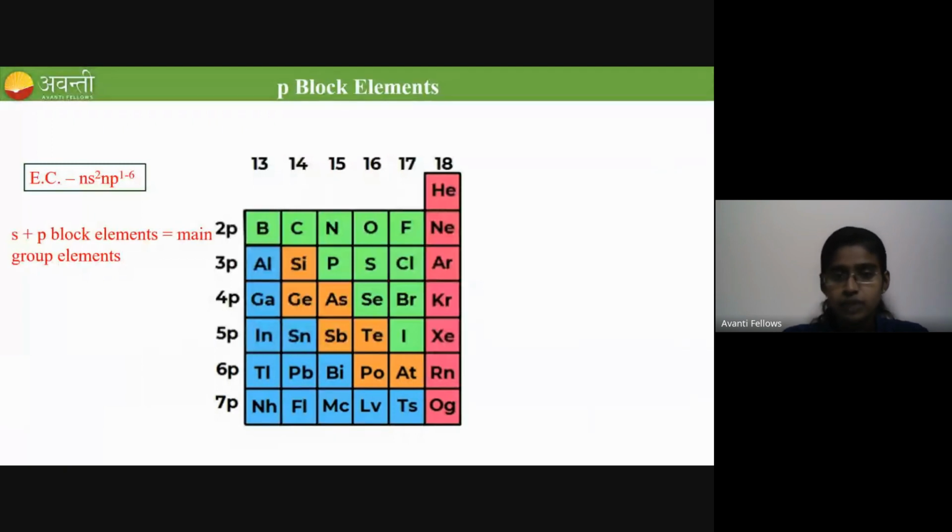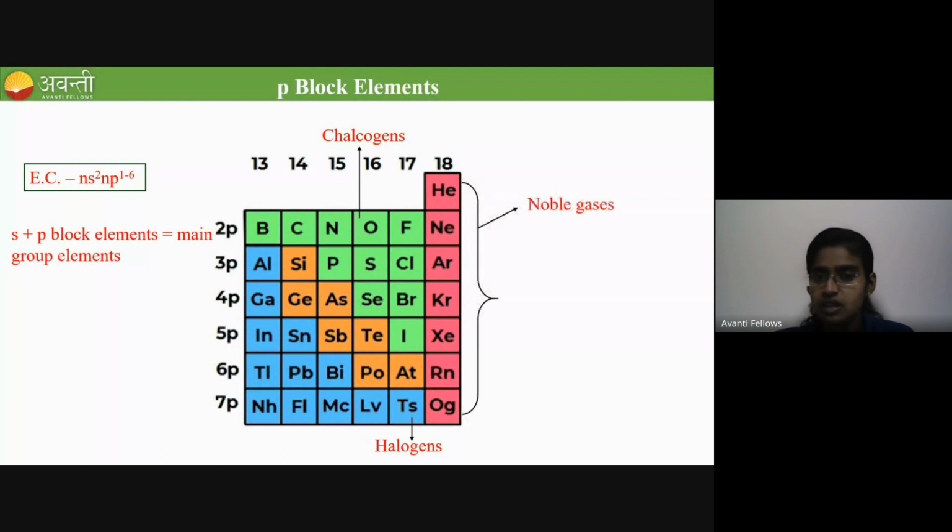And oxygen, if you see the oxygen group, the 16th group. There is one special name for that 16th group, that is chalcogens. And for the 17th group it is halogens: fluorine, chlorine, bromine, iodine, astatine and tennessine. So these elements are called halogens. And the 18th group also has a special name, which is noble gases. The electronic configuration for noble gases is ns2 np6.